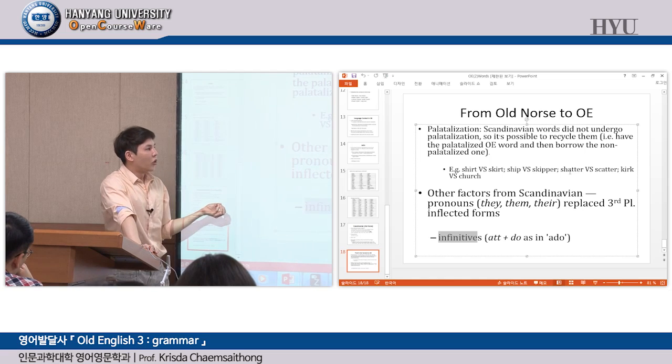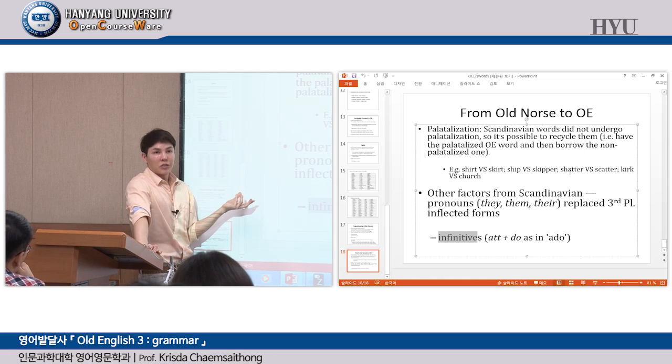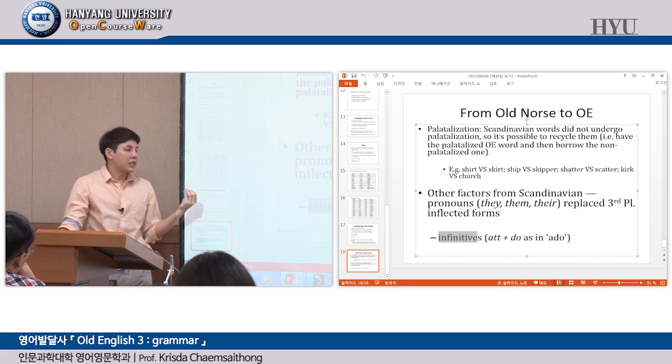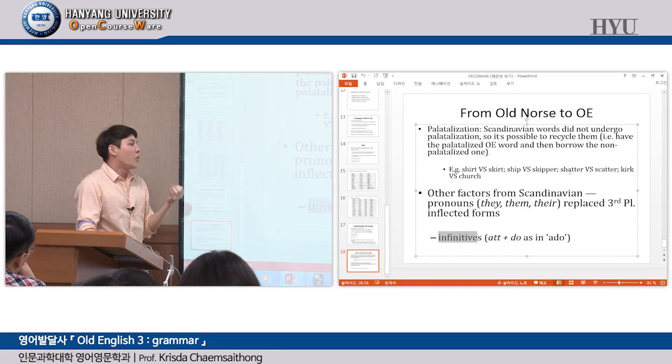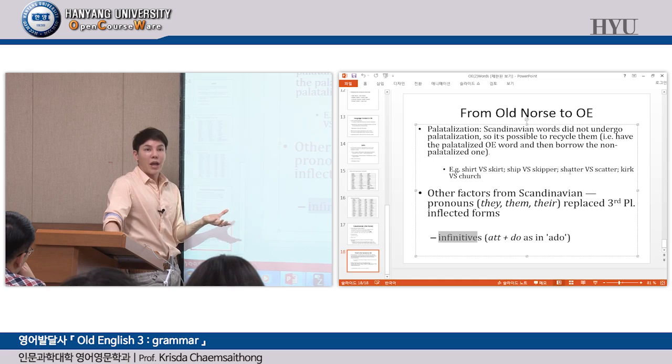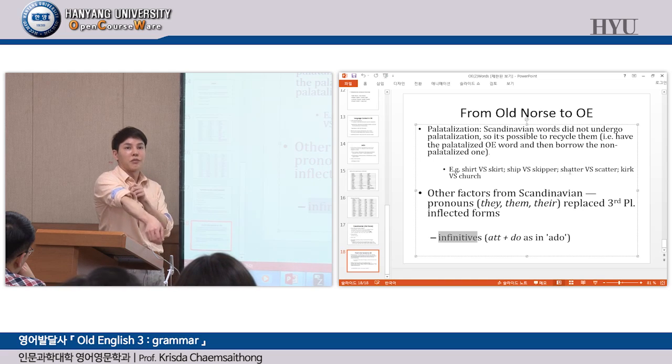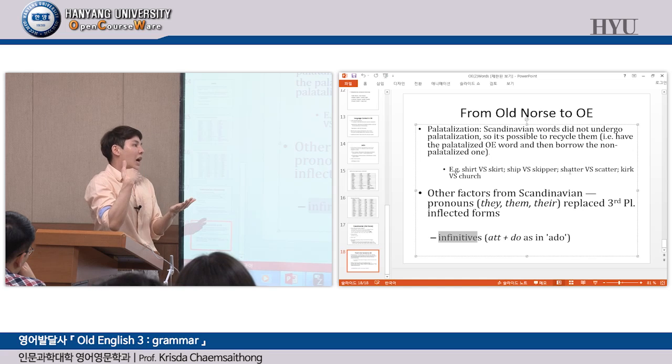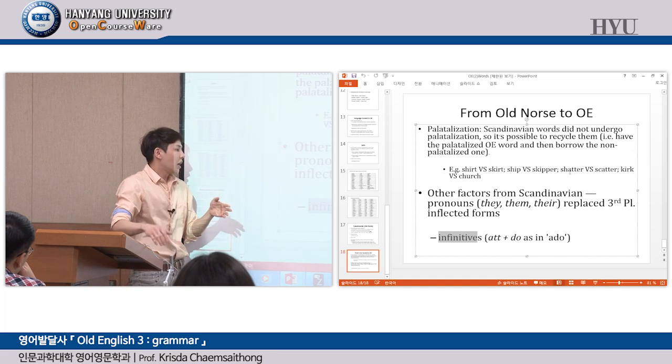And then there is this one that I would like to point out. We also borrowed not only words, because the contact situation was intense. We borrowed not only words, but also grammar, right? Which is very important because we don't normally borrow grammar forms from other languages, unless the contact was intense.